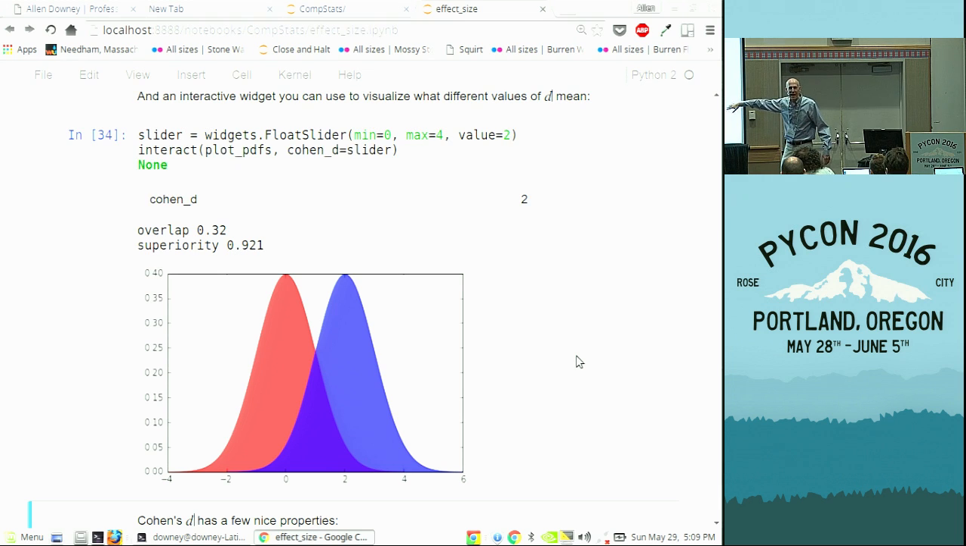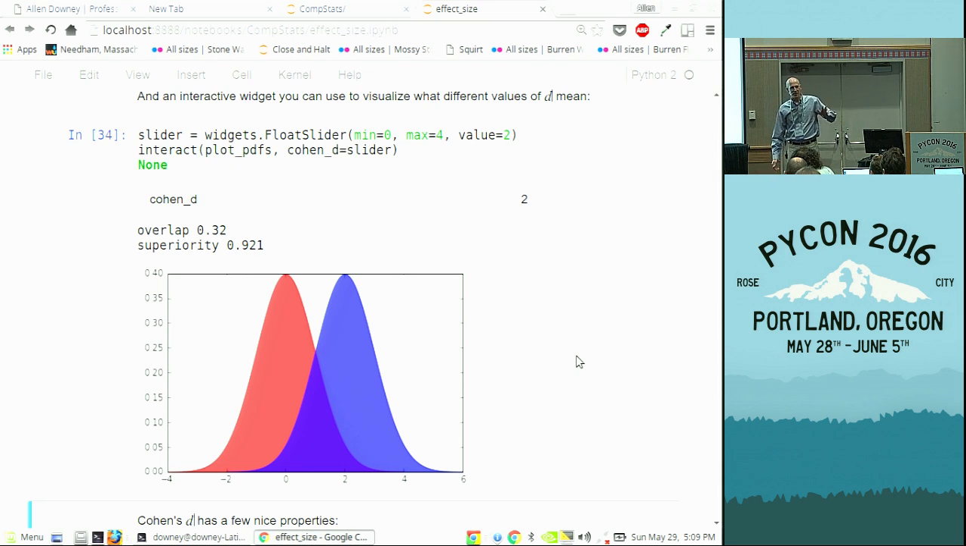What this interaction lets you do is see the equivalence between d, probability of superiority, and amount of overlap. So I mentioned a minute ago that if Cohen's d is 2, and for the height of men and women it's about 1.9, this gives you a sense of what that distribution looks like, how much overlap there is. This section in the middle is the percentage of overlap, and it is about 32%. And that corresponds to a probability of superiority of 91 or 92%.